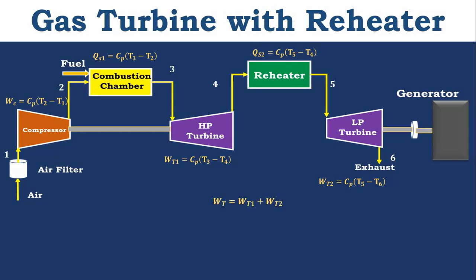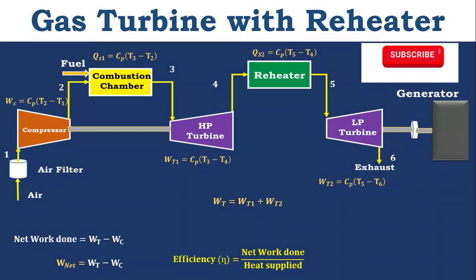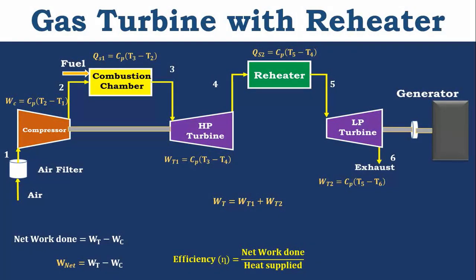So what is the total work produced by the turbine? That is Wt is equal to Wt1 plus Wt2. What about net work done? The work produced by the turbine minus the work consumed by the compressor. That is Wt minus Wc. So net work done is equal to Wt minus Wc. Now efficiency, that is net work output divided by heat supplied. So how much heat have we supplied here? At two places, that is QS1 and QS2. So we have W net, we have QS. So efficiency is equal to (Wt minus Wc) divided by (QS1 plus QS2).